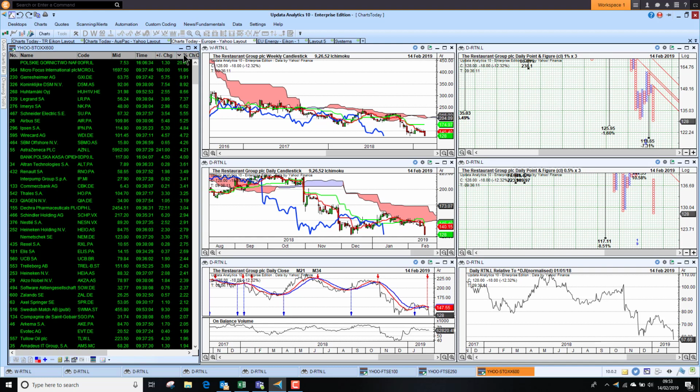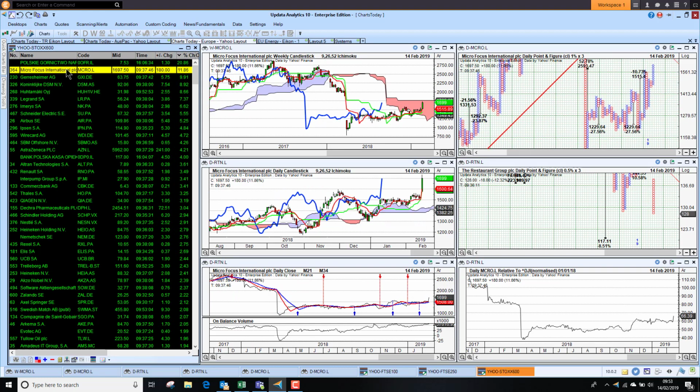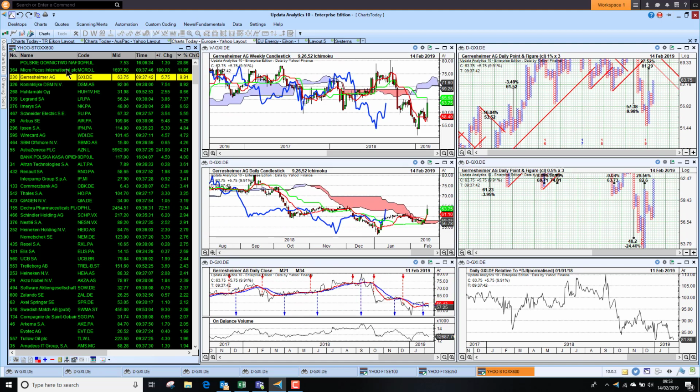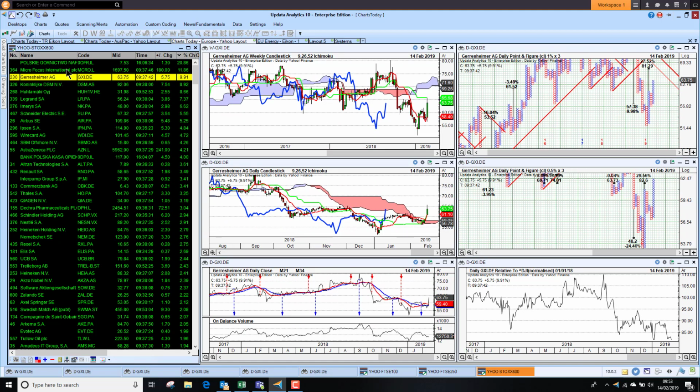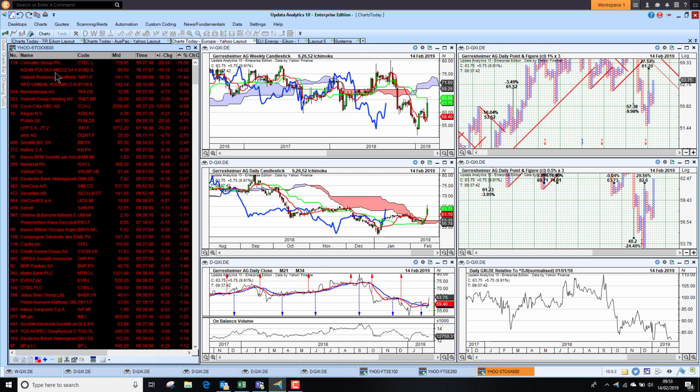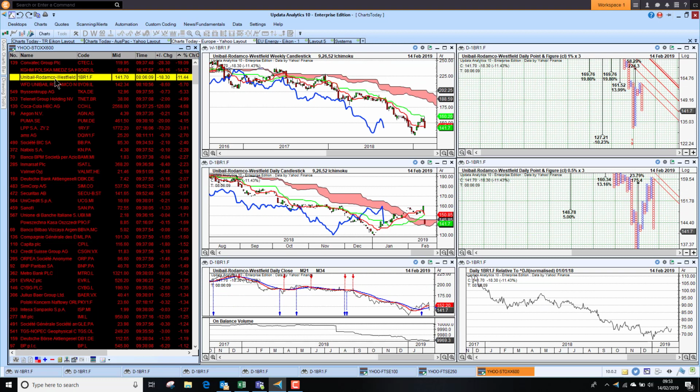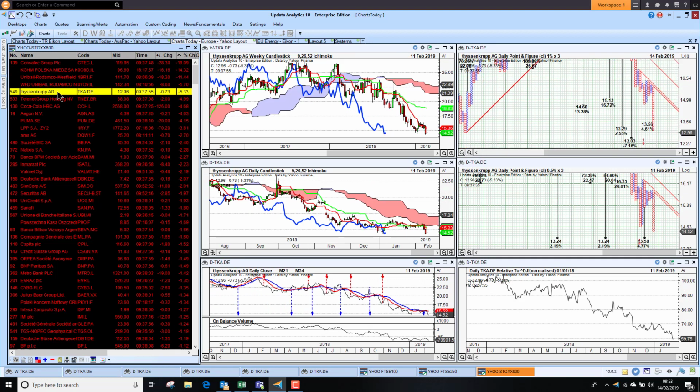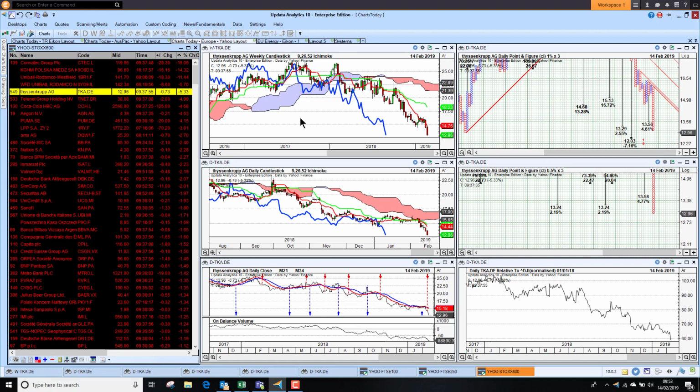In Europe, we've got Micro Focus leading the board. We looked at them. Gerresheimer in Germany up 9%, so they're looking a little bit better, but still have work to do to turn bullish. And if we look at the other end of the scale, we have got Unibail-Rodamco-Westfield, the French stock. We saw that in Australia, they'd fallen. Same here. ThyssenKrupp down 5%. So not looking great there. That's a pretty bad looking chart as well.